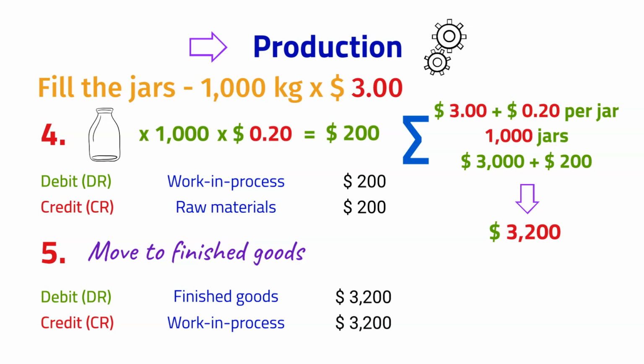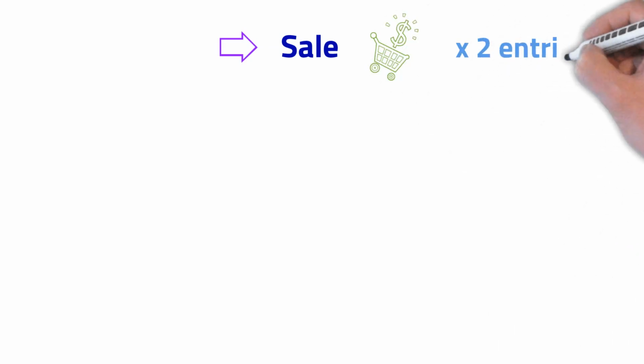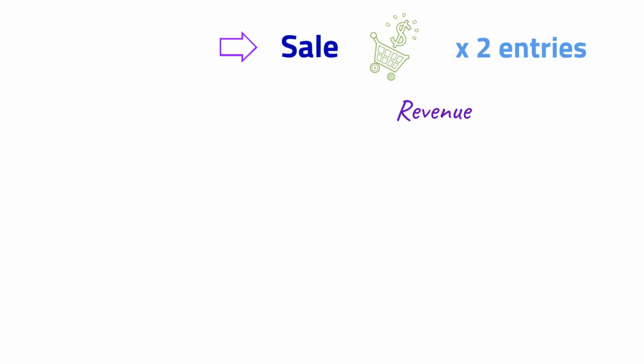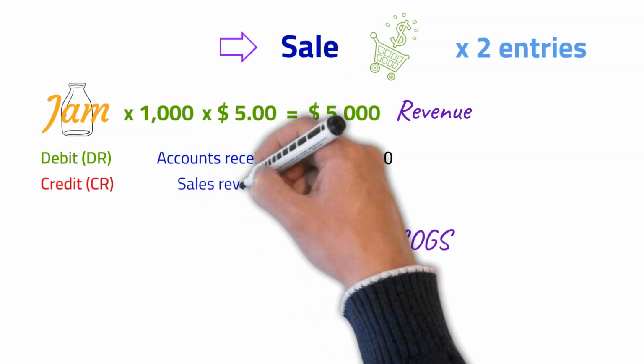Now time to sell the finished jam and record cost of goods sold. We make a sale on credit. We post two entries, one for revenue and trade receivables, the other one to move cost from inventory to COGS. Let's assume we sell all 1000 jars for $5 each. Journal entry for sales will be: debit accounts receivable 5000, credit sales revenue 5000.